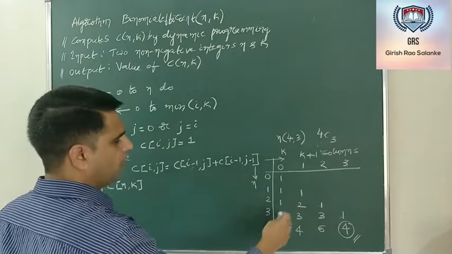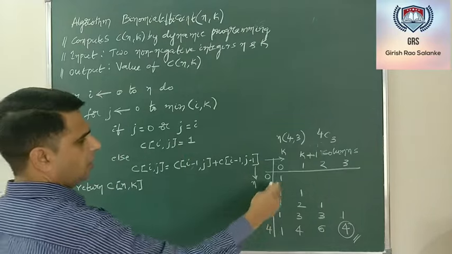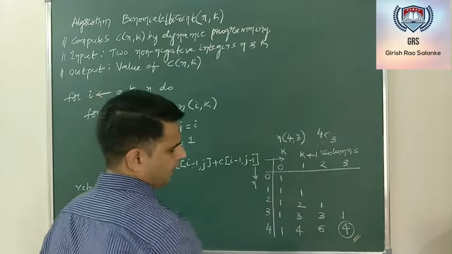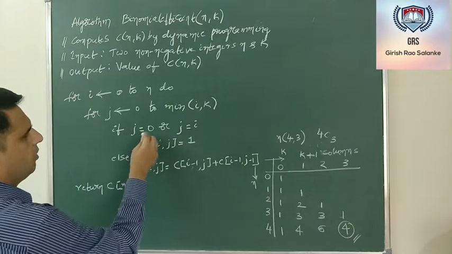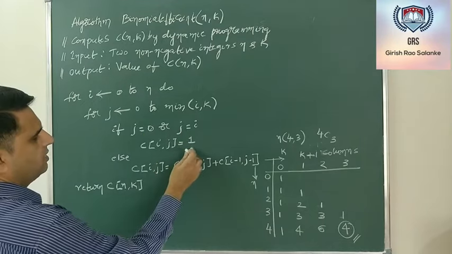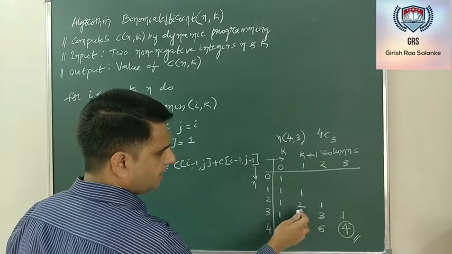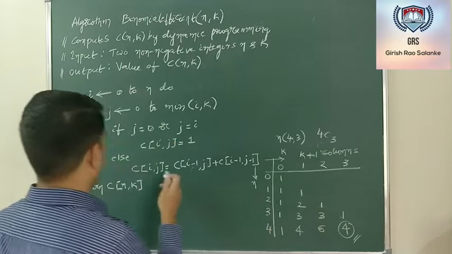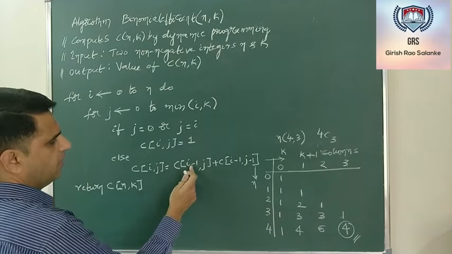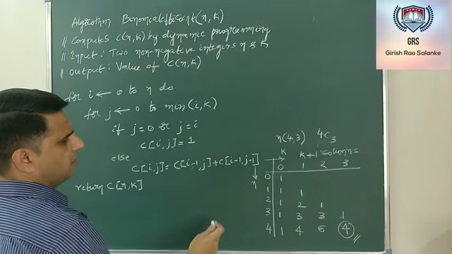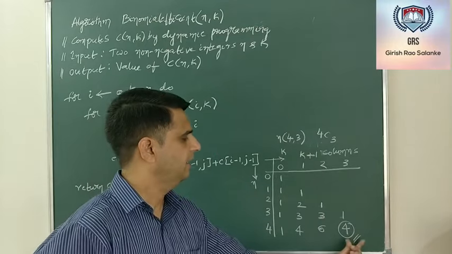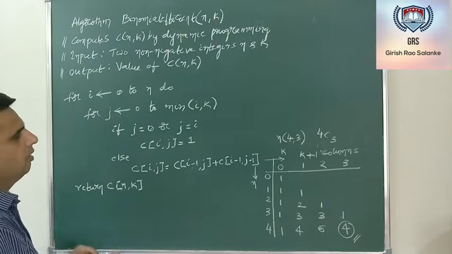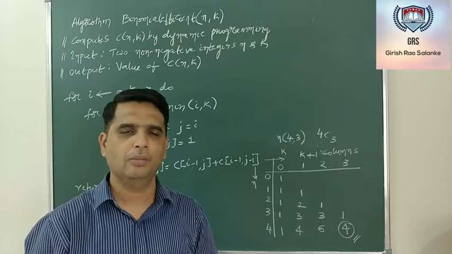Now, how to calculate the value? We know that the first column values are 1s and the diagonal values are also 1. So, if j is equal to 0 or j is equal to i, C of i, j is equal to 1. If not, how have we calculated this value? This value was calculated with the summation of the previous two values, 1 plus 1. Hence, C of i, j is equal to C of i minus 1, j plus C of i minus 1, j minus 1. Now, calculate the entire thing and return this value. This value is nothing but return C of n, k. So, this is about the algorithm of calculating the binomial coefficient.